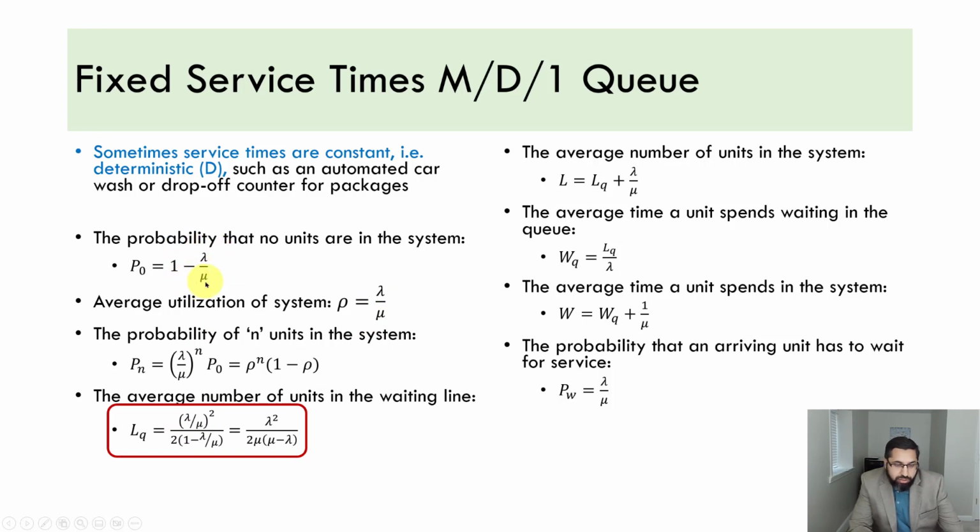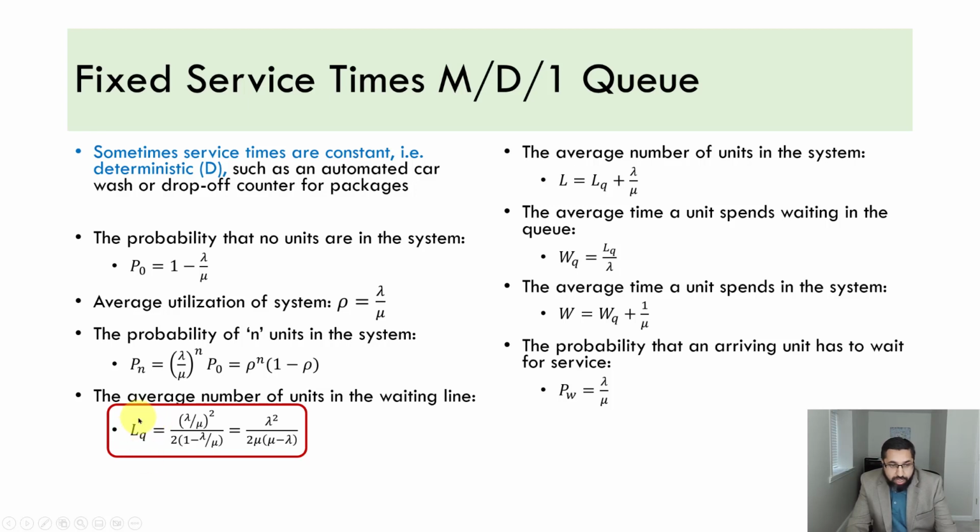So oftentimes students will compute the ratio lambda over mu and store it in some place. And then if you've already stored the ratio lambda over mu, you can quickly calculate LQ by taking that ratio, squaring it, and dividing by 2 times 1 minus that ratio. But you can also compute it this way. They both are exactly algebraically equivalent expressions to give you the length of the queue.